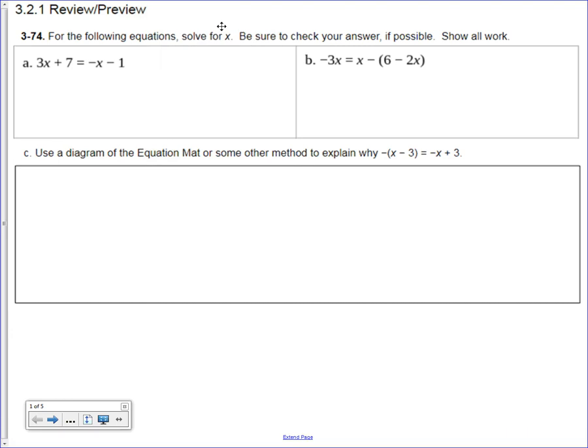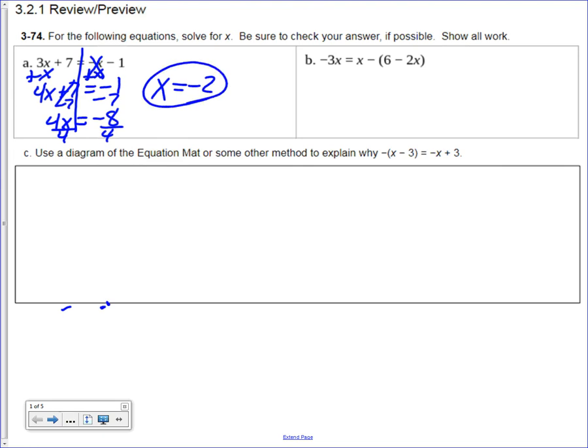Here is the review preview for 321, the answers. So for 74, you were asked to solve and check. For A, I added x to both sides first. So I got 4x plus 7 equals -1. Subtracted 7. I got 4x equals -8. Divided by 4. I got x equals -2.